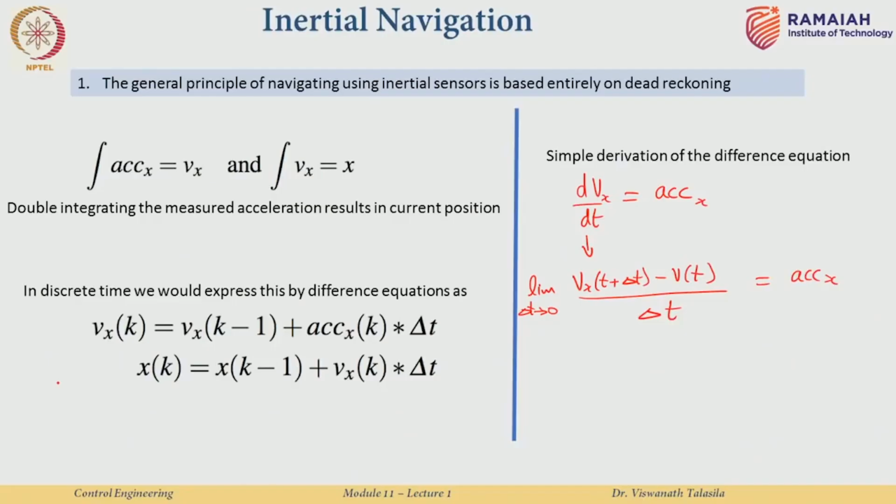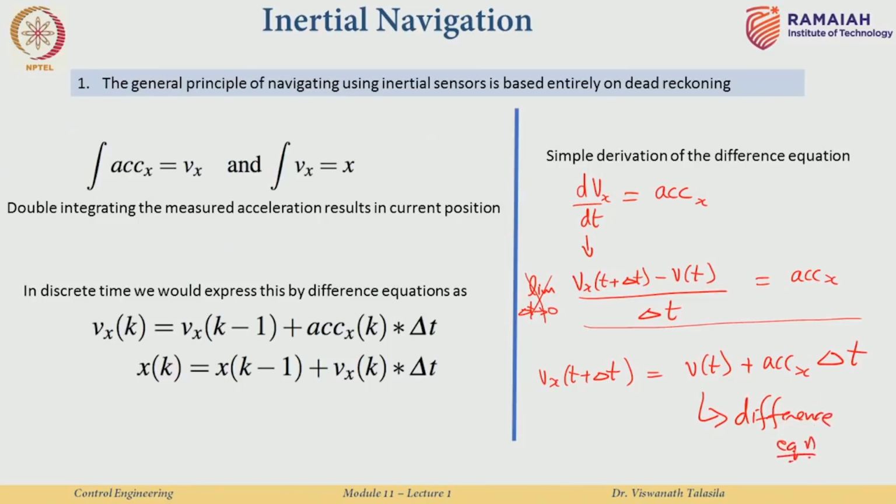So, we can remove the limit for now because it never really goes to 0, and you are left with this basic expression in discrete time. If I expand this expression, I will basically get Vx(t + Δt) equal to Vx(t) plus ACCx times Δt. This is your difference equation.